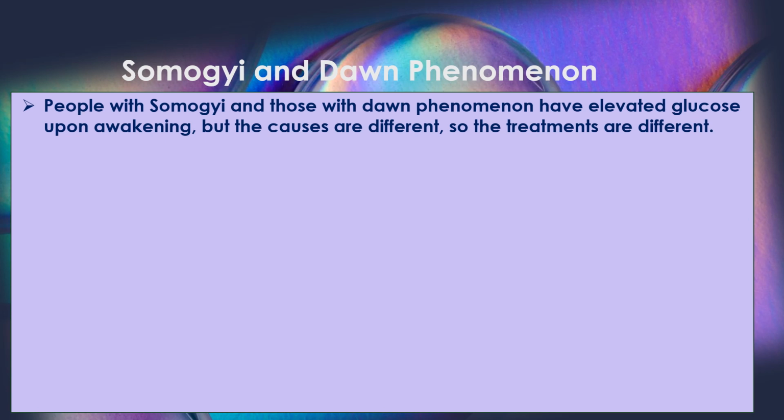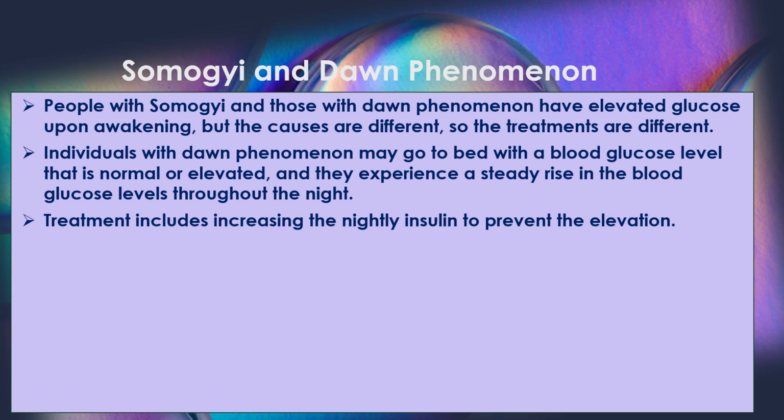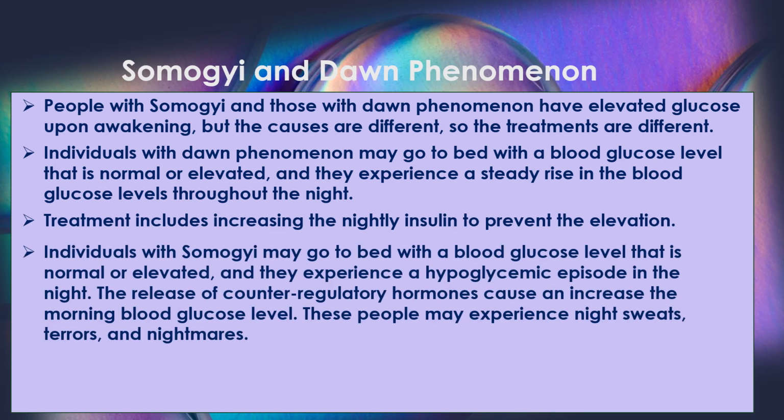Somogyi and Dawn phenomenon are additional concerns. People with Somogyi and those with Dawn phenomenon have elevated glucose upon awakening, but the causes are different, so of course the treatments are different. Individuals with Dawn phenomenon may go to bed with blood glucose levels that are normal or elevated, and they experience a steady rise in the blood glucose levels throughout the night. So treatment includes increasing the nightly insulin to prevent the elevation.